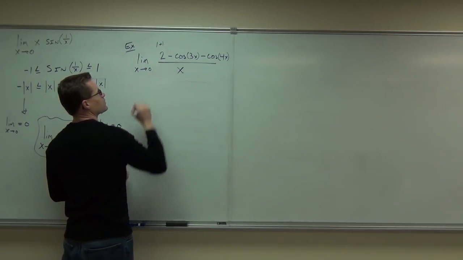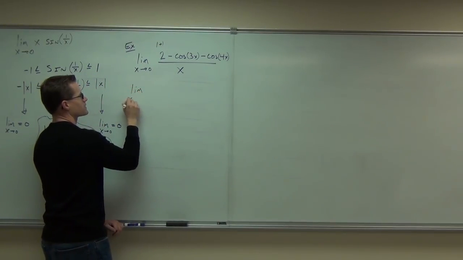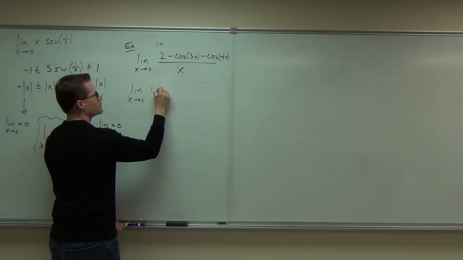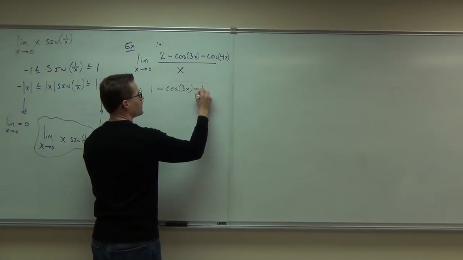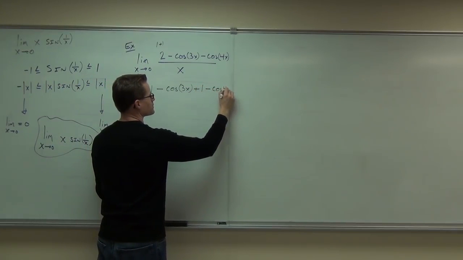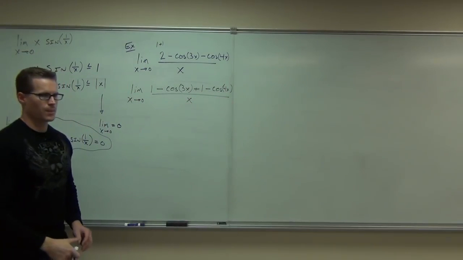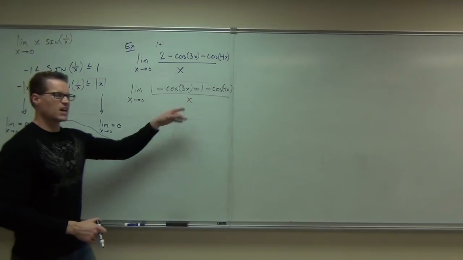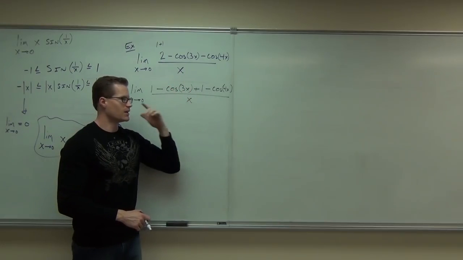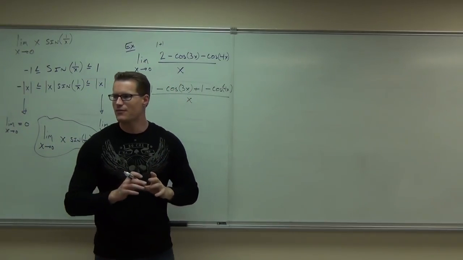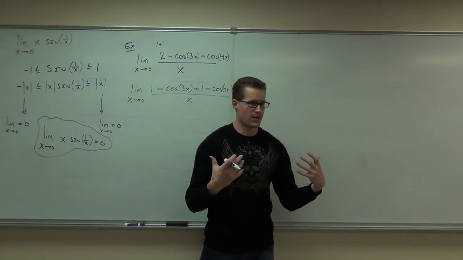So then this is really, check out what I'm going to do. I'm going to say this is really 1 plus 1. I'm going to reorganize this and say this is the limit as x approaches 0 of 1 minus cosine 3x plus 1 minus cosine 4x, all over x. Does that work for you? Is that still the same exact thing? I just reorganized it. Now what's cool about fractions is that if you have a common denominator, you can add them and subtract them.